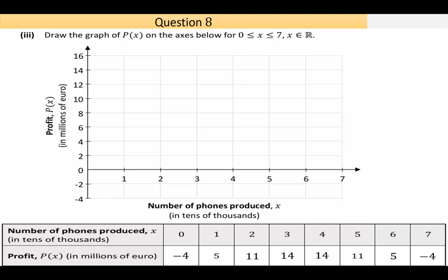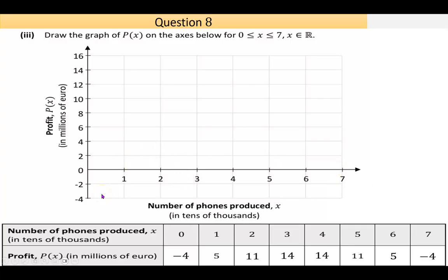Now, part 3 then says draw the graph of P of x on the axis below for x is greater than or equal to 0, is less than or equal to 7. And again, that's just the domain, I should say, the domain we have for x. Okay, so don't worry too much about it.